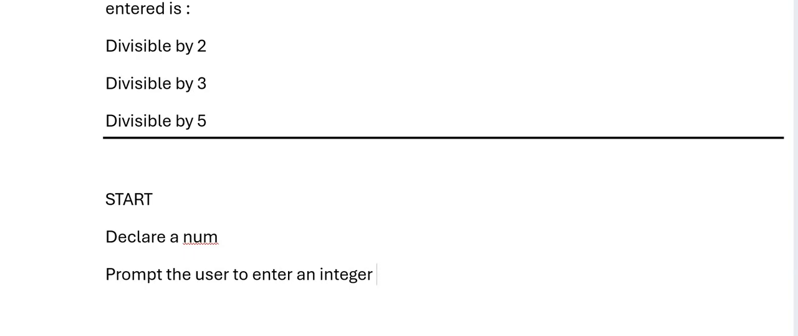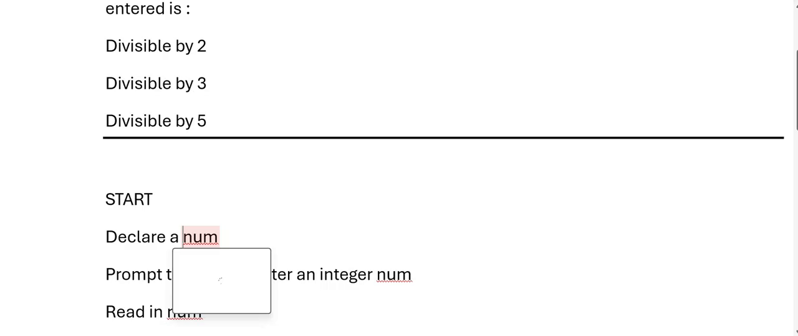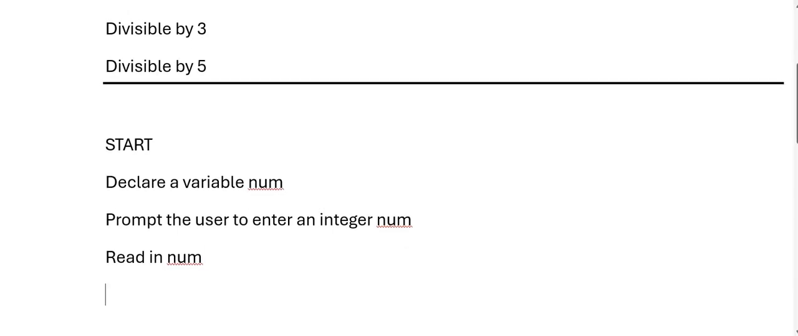And then read in num. So we already declared a variable num. From the user to enter an integer num, read in num, so we have cout, cin. And then after that we are going to use if.